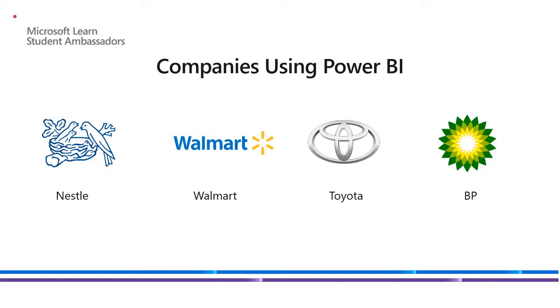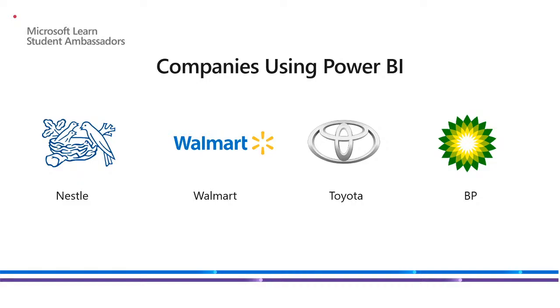The other one is Walmart. Walmart is an American multinational retail corporation that operates a chain of hypermarkets, and Walmart is the world's largest company by revenue. And in 2019 alone, they had more than $500 billion in revenue. And Toyota Motors is the world's largest vehicle manufacturer, and they produce more than 10 million vehicles per year, and is the 10th largest company in the world by revenue.